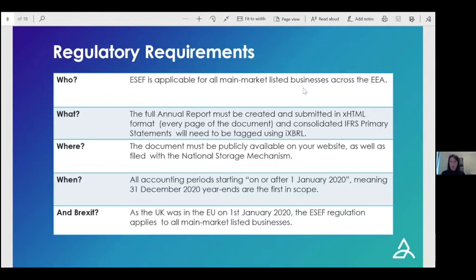And we've had questions about Brexit as well and whether that's affected ESEF requirements. The answer is no. As the UK was in the EU on the 1st of January 2020, it's being mandated into UK law. So for now, it is going to carry on as is. Whether in a few years' time they decide to change it, who knows? But for now, Brexit has not affected ESEF.